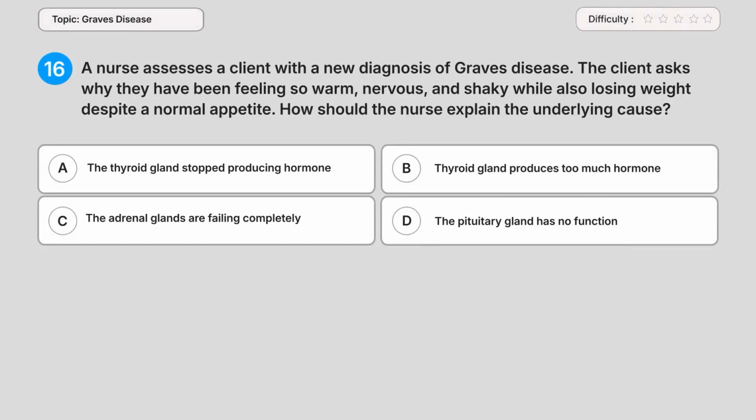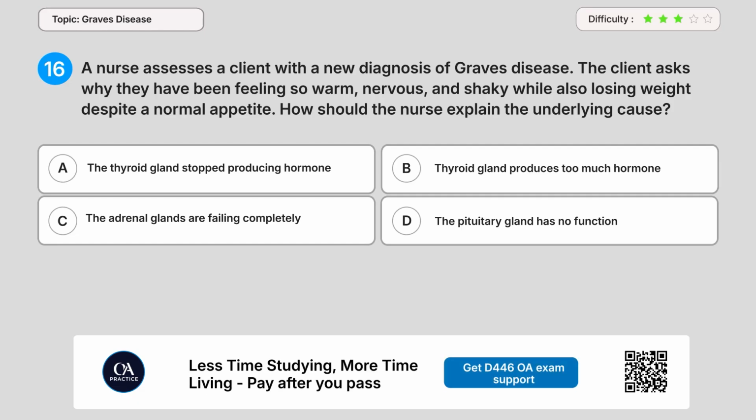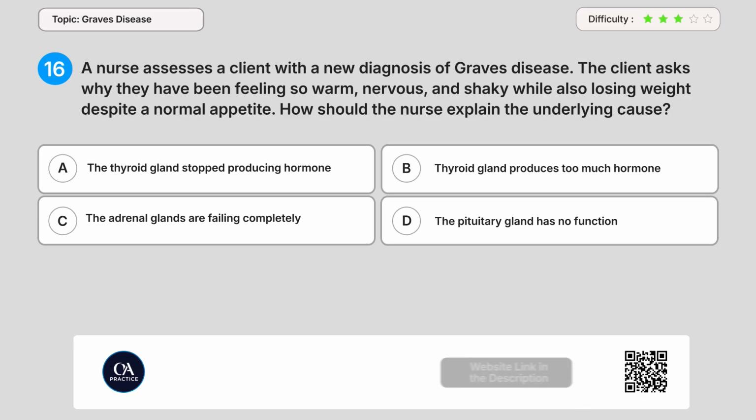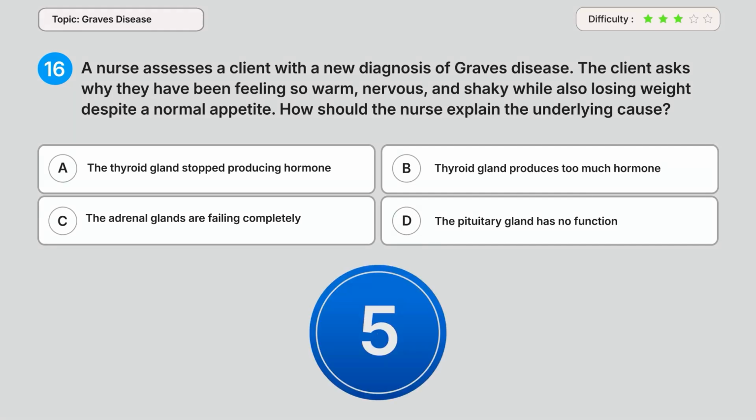16. A nurse assesses a client with a new diagnosis of Graves' disease. The client asks why they have been feeling so warm, nervous and shaky, while also losing weight despite a normal appetite. How should the nurse explain the underlying cause? A. The thyroid gland stopped producing hormone. B. Thyroid gland produces too much hormone. C. The adrenal glands are failing completely. D. The pituitary gland has no function. Do you know the answer?